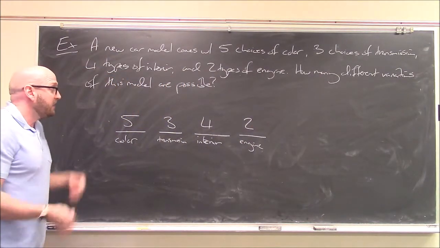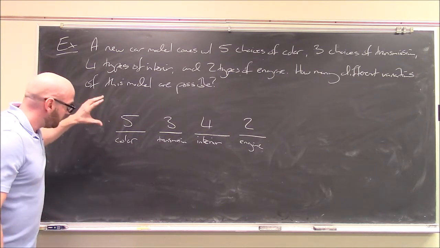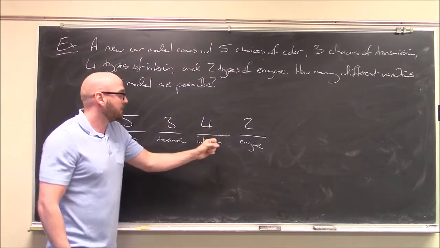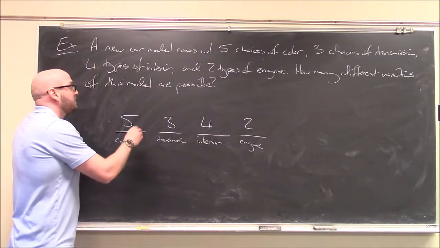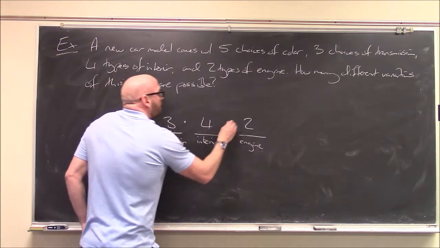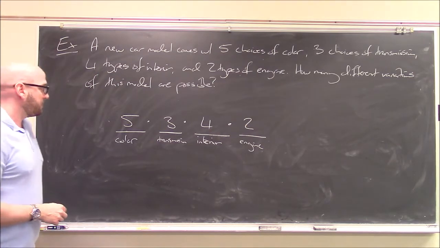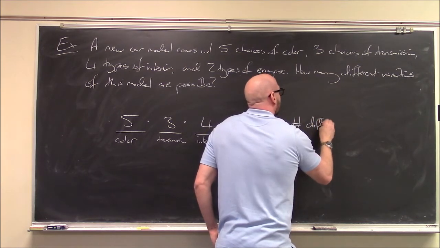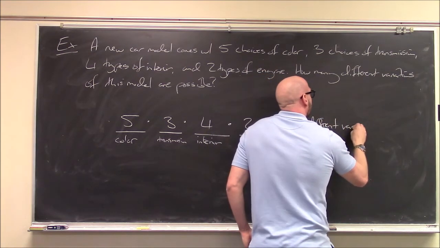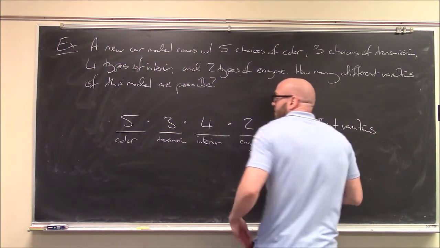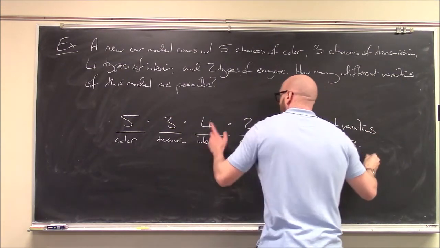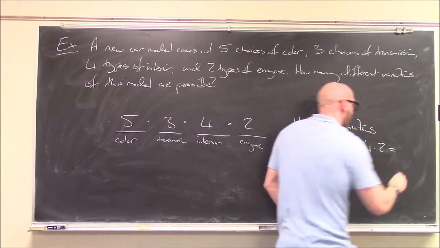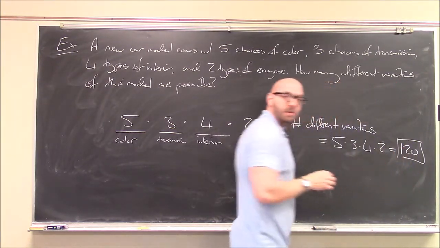So the multiplication principle says the total number of possible outcomes from 4 events with 5 possibilities for the first event, 3 possibilities for the second, 4 for the third, and 2 possibilities for the last one. If you want the total number of possible outcomes, all you have to do is multiply them all together. So the number of different variations is 5 times 3 times 4 times 2. Which is what? 5 times 2 is 10, times 12 is 120 different variations.